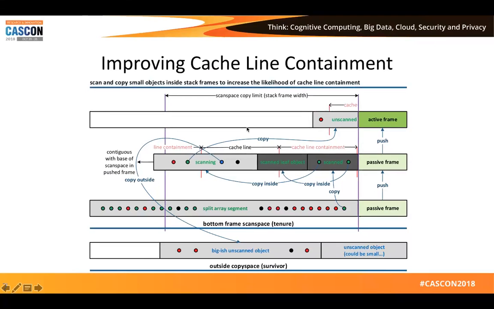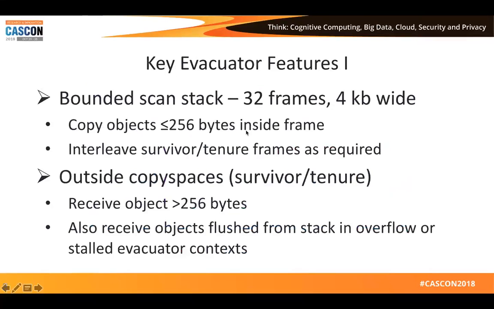So just some of the key features in Evacuator. The scan stack is bounded. You have 32 frames. Once you get up to the top, you have to start copying. Can't push anymore, so you have to copy things outside, everything, small, large, whatever. Copy everything outside until you finish that frame and pop, and then push again. As long as you're on the top frame, you have to push everything outside. Frames are 4 kilobytes wide, and only objects less than or equal to 256 bytes can be copied inside. And you can interleave tenure and survivor frames as required.